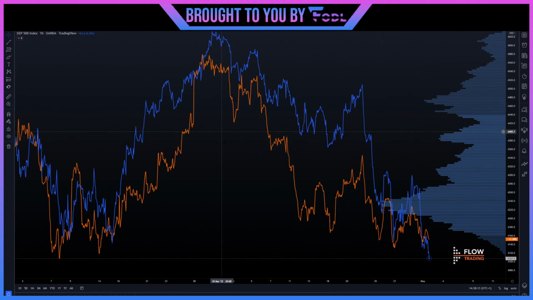Moving on to the S&P. The S&P is the blue line that you can see here, and the orange line is Bitcoin, of course.